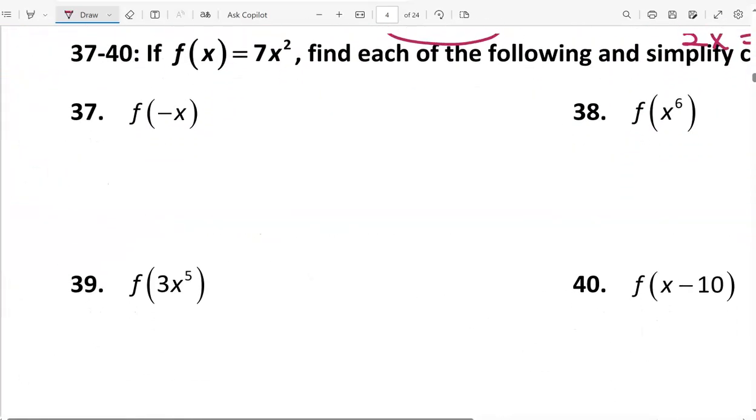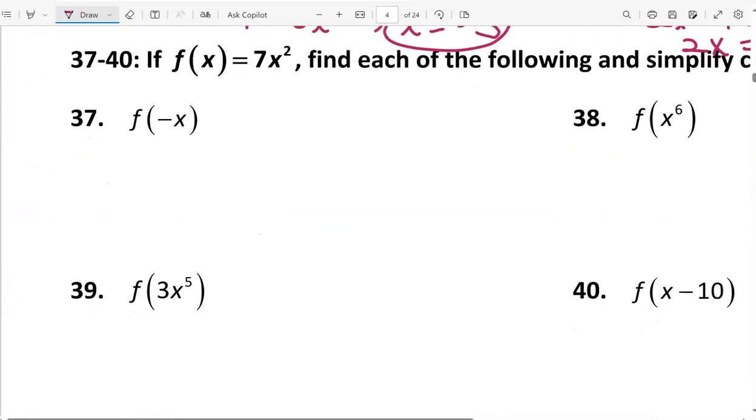For the last part of the homework, f of x equals 7 times x squared. We want to find f of the opposite of x. So if x got replaced with the opposite of x, then the x on the right side of the equation must also get replaced with the opposite of x. The opposite of x times itself is x squared, because a negative times a negative is a positive.